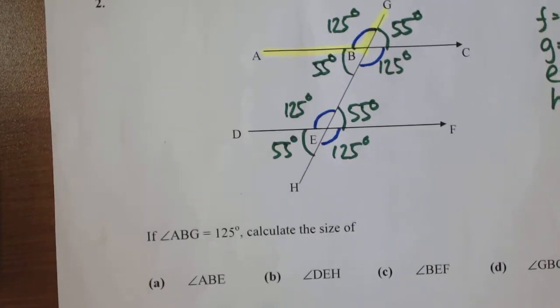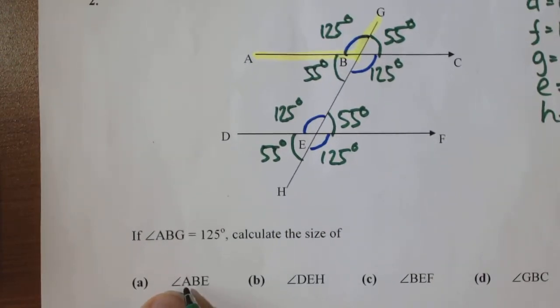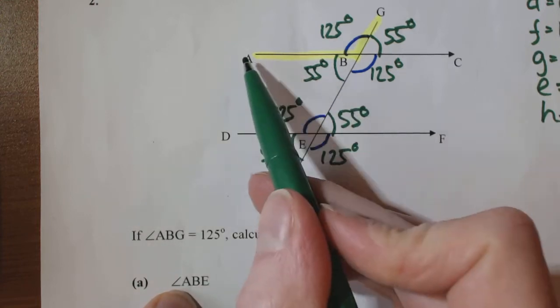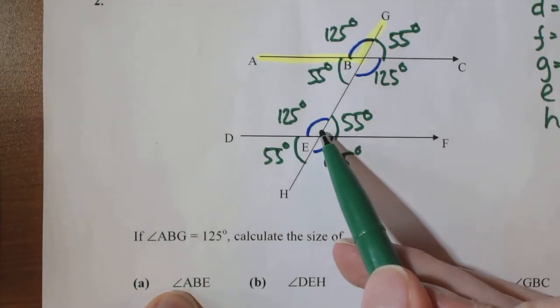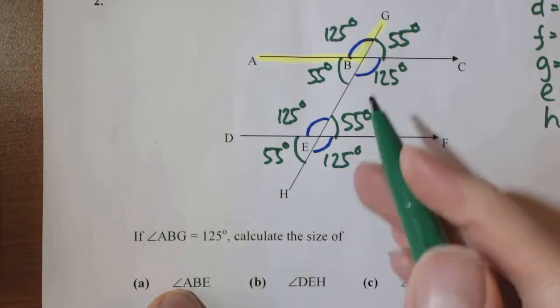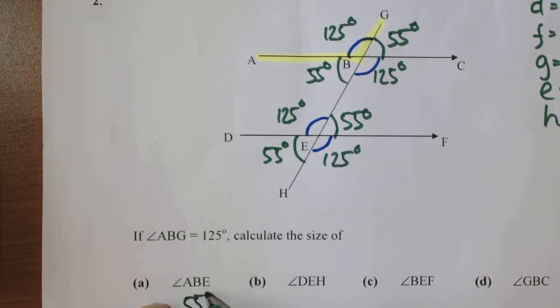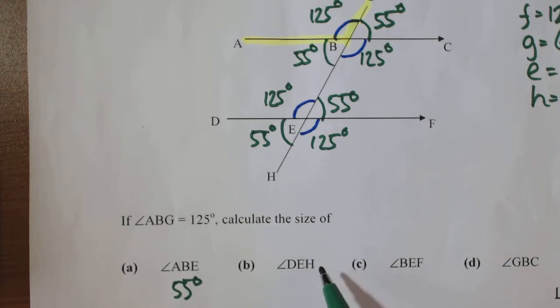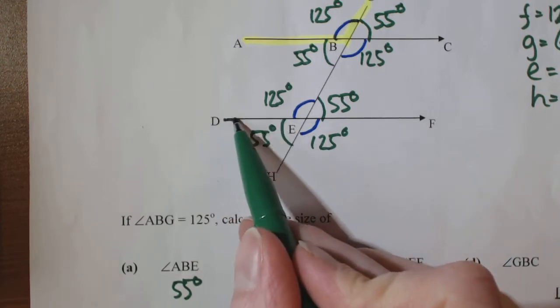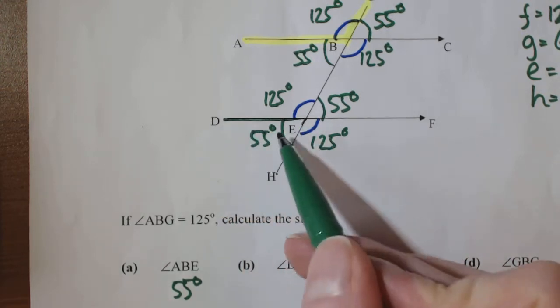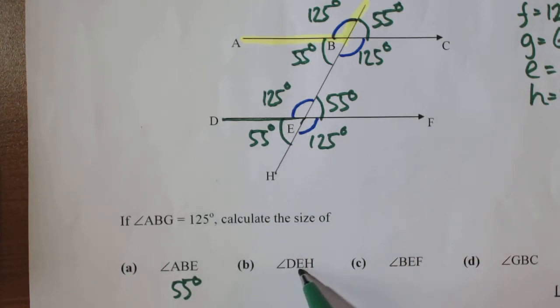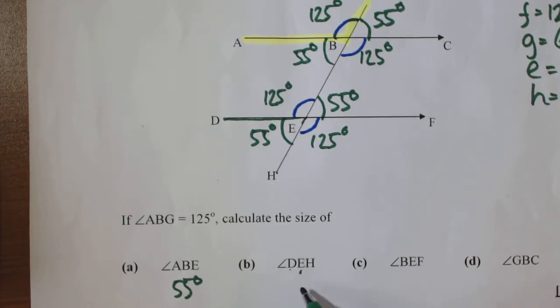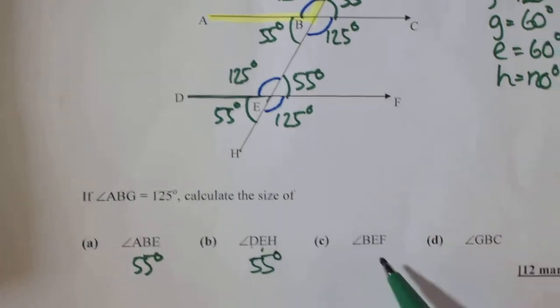So when they start asking you A, B, E, so that's A, B, E. Okay, so that is 55 degrees. D, E, H, so that's D, E, H. Again, this is the actual angle. That's from one end to another, and that's the actual angle. But this is 55 degrees as well.